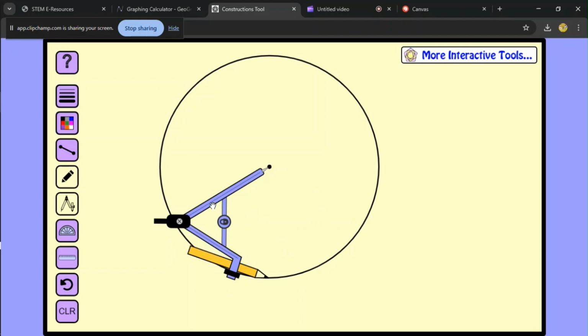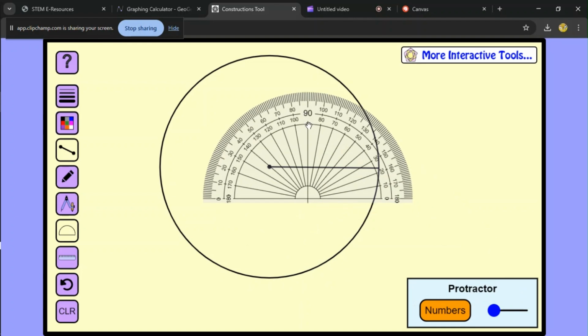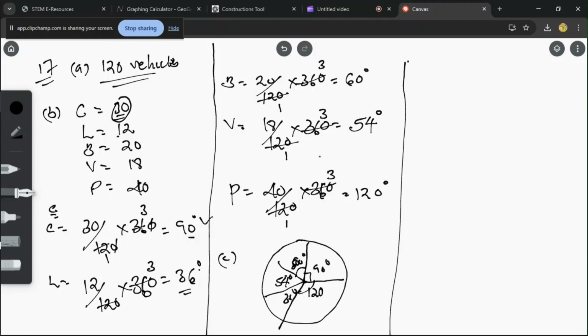So the first one, I begin with 90. Here you're allowed to use a protractor. So first of all I join this one to one end. Then I use the protractor. I measure 90. 90 will be somewhere here. So 90 is somewhere there, so I put a mark there. The next one, after 90, you have 36.